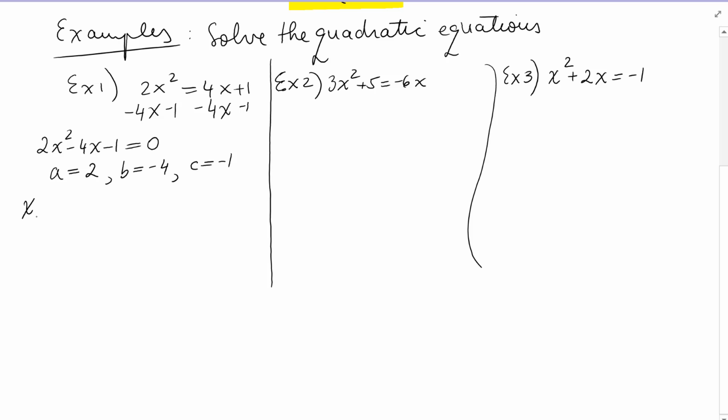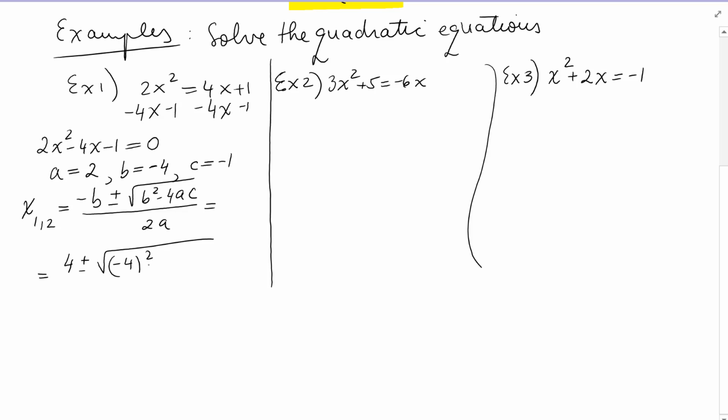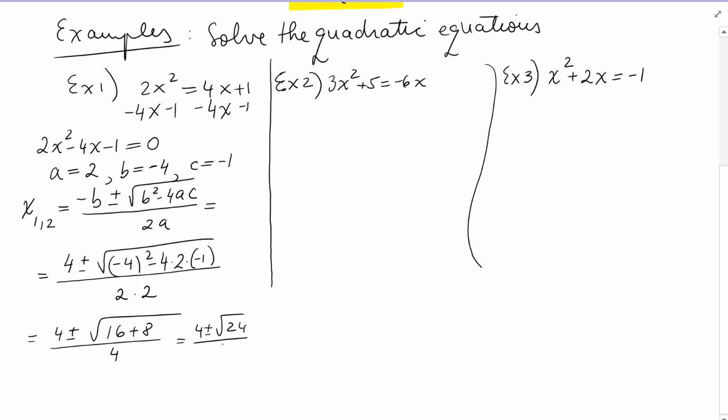So now the solutions, which are two numbers, and I'm going to write x1,2 because there are two solutions. I'm going to write the formula first, negative b plus minus square root of b squared minus 4ac, everything over 2a. And now I'm going to start replacing. So negative b, 4, because it was negative 4, plus minus square root of negative 4, everything squared, minus 4 times 2 times negative 1, everything over 2 times 2. So it's 4 plus minus square root of 16 plus 8 over 4. So it's 4 plus minus square root of 24 over 4.